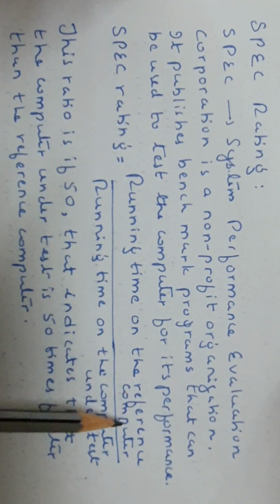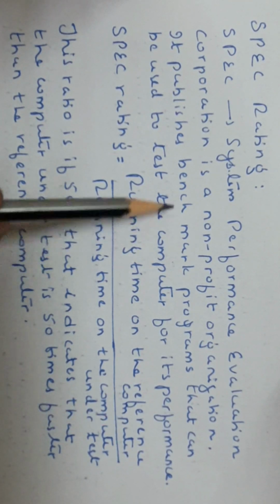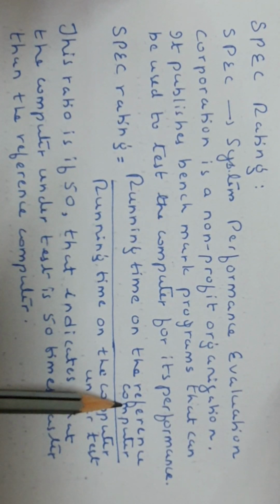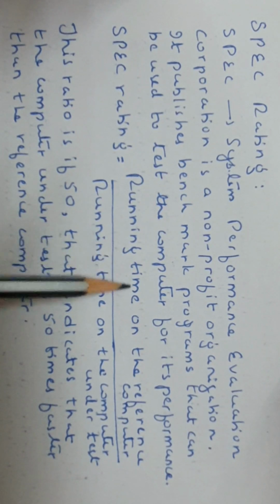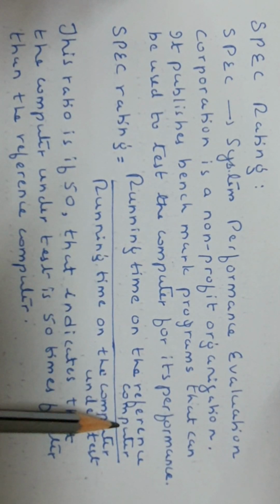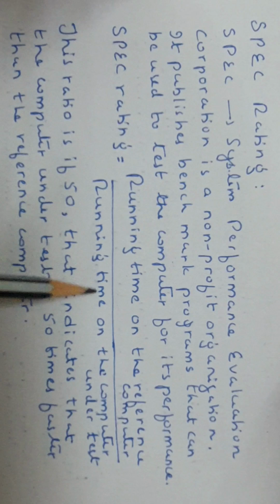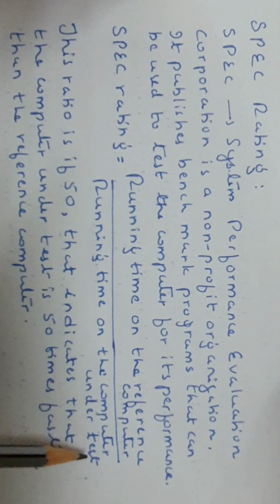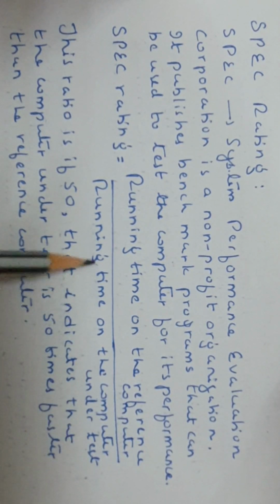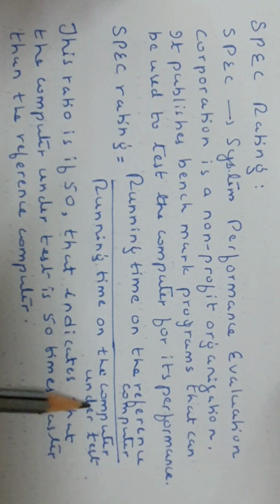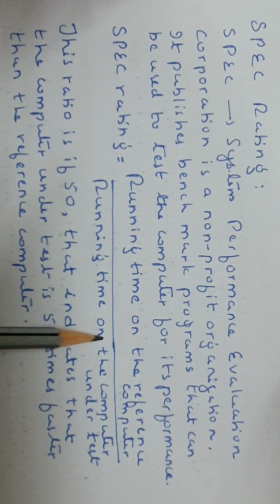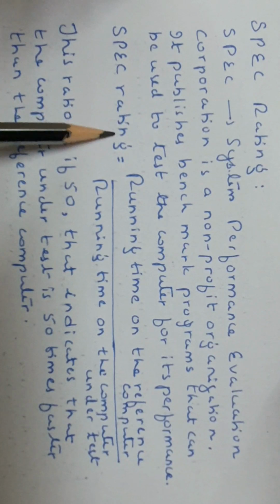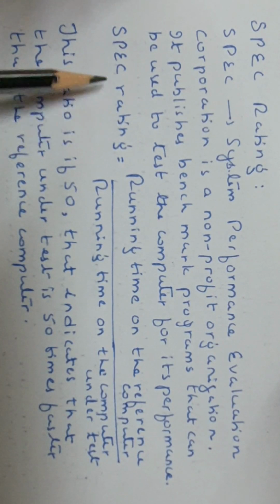running time on the reference computer. So this is the standard computer. This benchmark program is run on the standard computer. What is the time taken there? Running time on the reference computer divided by running time on the computer under test. So the same benchmark program is run on the computer under test. Both are compared. The ratio is taken here. That ratio is called SPEC rating.